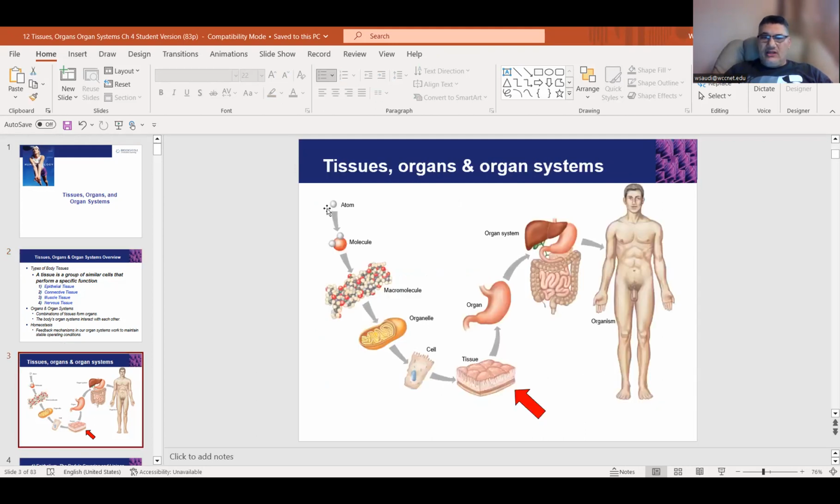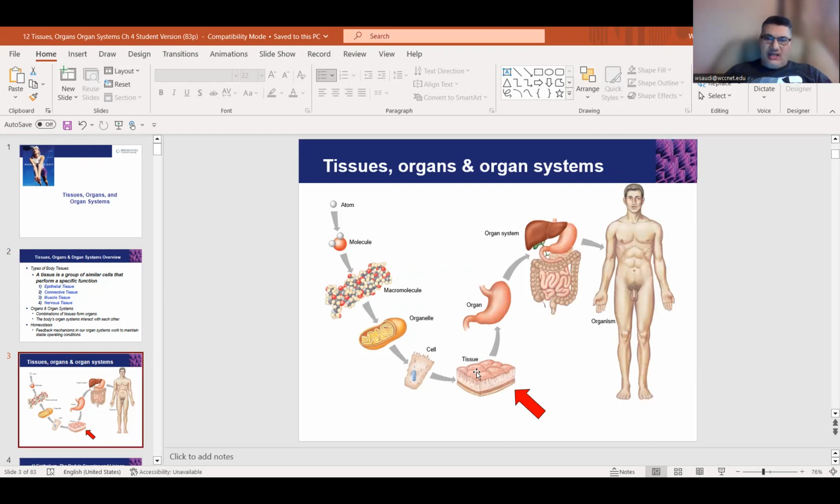Reminder, we already did atoms. We put them together to make molecules. Put the molecules together, macromolecules, and then organelles. We put the organelles together to make cells, and we covered all of this so far. Now we put the cells together, similar cells, to make tissues. The tissues will perform specific functions that we will learn.